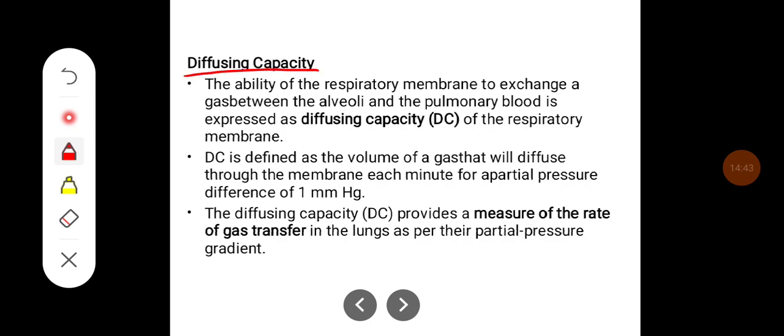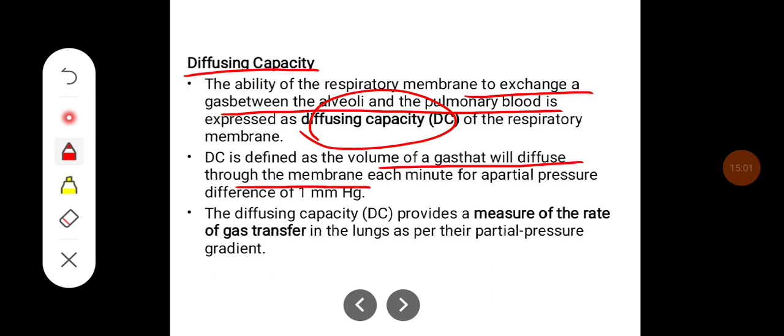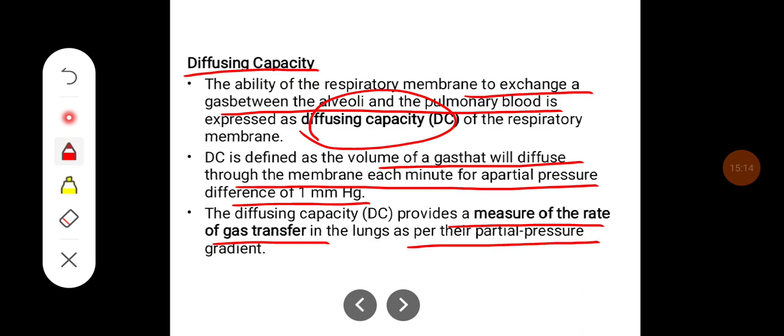Coming to diffusing capacity, the ability of the respiratory membrane to exchange a gas between alveoli and the pulmonary blood is expressed as the diffusing capacity of the respiratory membrane. DC is defined as that volume of a gas that will diffuse through the membrane each minute for a partial pressure difference of 1 mmHg. The diffusing capacity provides the measure of rate of gas transfer in the lungs as per their partial pressure gradient.